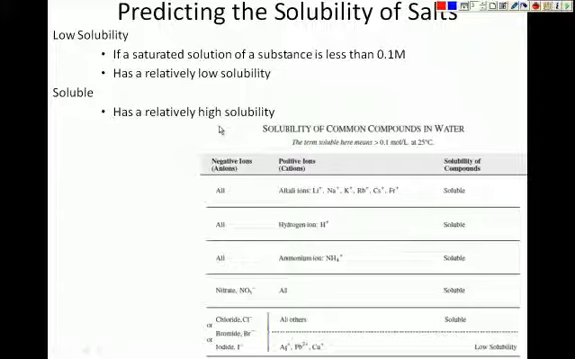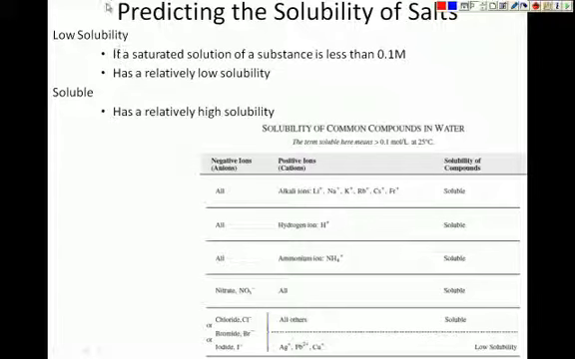Everything is a little bit soluble in water, even things like glass. Now, glass doesn't seem soluble at all in water. However, there's a very, very small amount of particles that dissolve in water from glass. And so we can't really say insoluble. We have to call it low solubility.